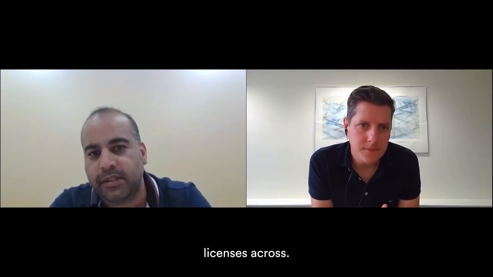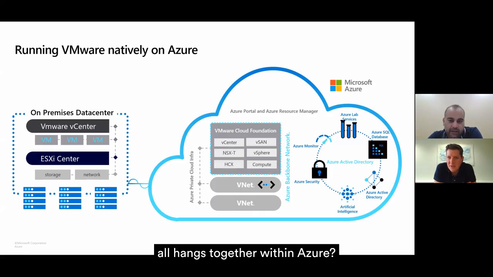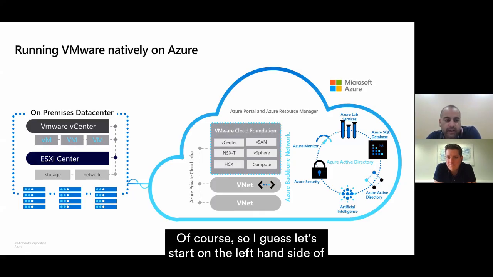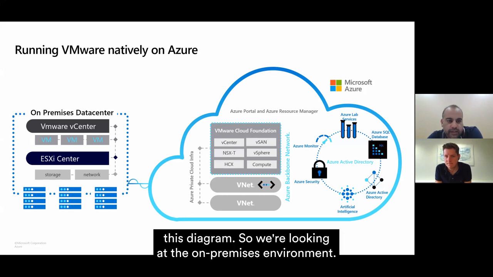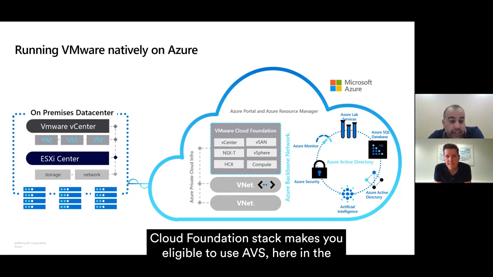You're able to bring your licenses across. Could you talk me through what that looks like and how the SDDC all hangs together within Azure? Of course. So I guess let's start on the left-hand side of this diagram, where we're looking at the on-premise environment. Whether you've just got vSphere or you've got the full Cloud Foundation stack makes you eligible to use AVS.